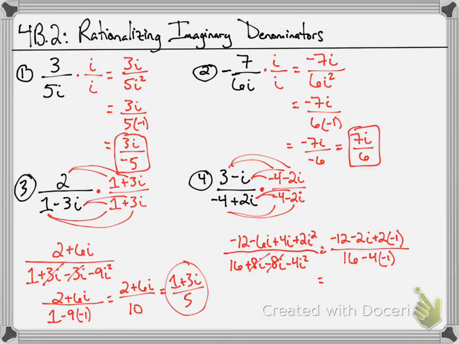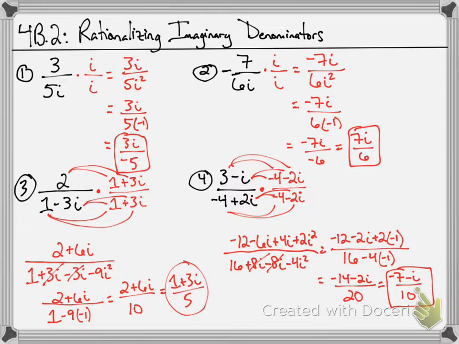So I simplify the stuff in the top. Negative 12 plus 2 times negative 1 could go together. That'd be negative 14 minus 2i. Over 16 minus 4 times negative 1 becomes 20. Again, pretty good looking answer, but I can simplify that a little bit further because everything's even. I could divide a 2 out of every term, and that'll leave me with negative 7 minus i over 10.